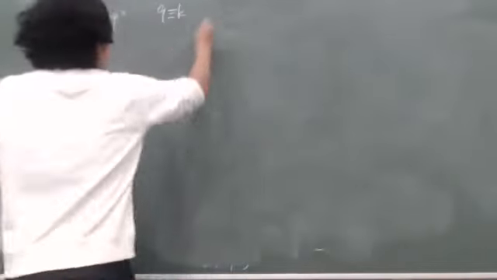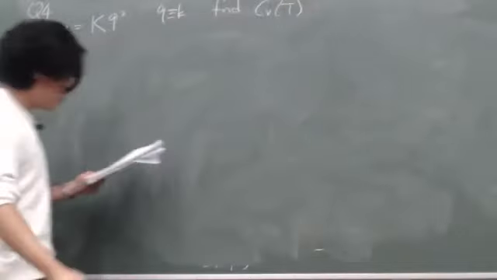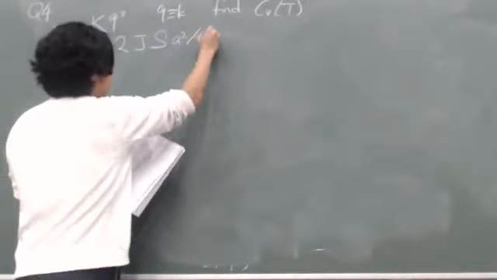We want to use this to obtain an expression giving the temperature dependence of the spin wave contribution to the low temperature specific heat of a solid. So we want to find the specific heat C_V as a function of T. There are a lot of things that I didn't say in this question. So k is actually given to you as an expression, it might be in your textbook: 2 times J times the spin S times a squared divided by h bar.